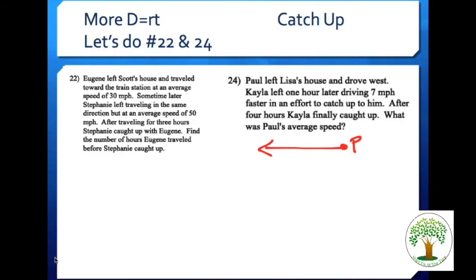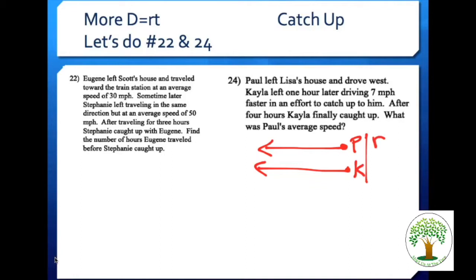Driving 7 miles an hour faster in an effort to catch up to him. After 4 hours, Kayla finally caught up. Dang, she really wanted to see that guy. What was Paul's average speed? Kayla started and then caught up, so their distances are going to be the same. We don't know the rate of either one of them, but we know somebody went faster, right? So what's the variable? We want an R on somebody. R on Paul or R on Kayla? Paul. On Paul. I'm going to say that this is R because we want Paul.